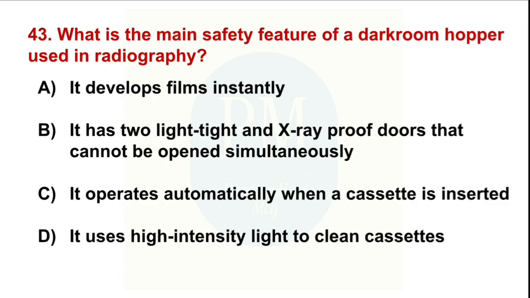What is the main safety feature of a darkroom hopper used in radiography? Option A, it develops film instantly. Option B, it has two light-tight and X-ray proof doors that cannot be opened simultaneously. Option C, it operates automatically when a cassette is inserted. Option D, it uses high intensity light to clean cassette. The correct option is option B, it has two light-tight and X-ray proof doors that cannot be opened simultaneously.